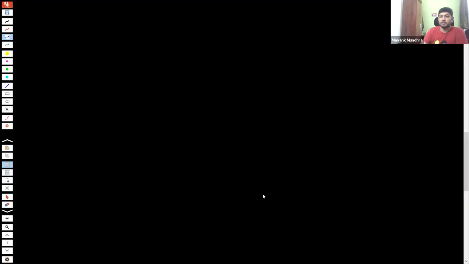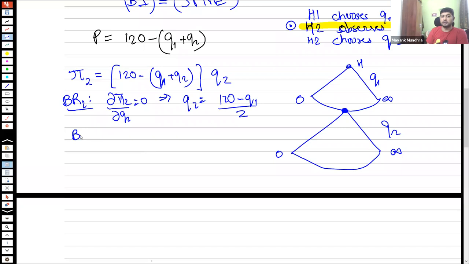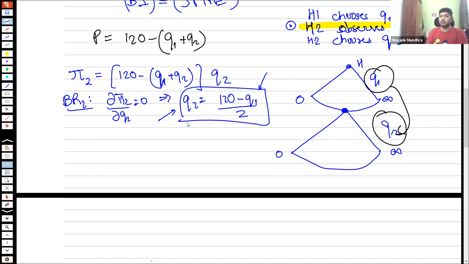Coming back, this is the best response of agent 2. Now, agent 2 knows that for whatever Q1 he picks, this is the amount of Q2 which is going to be played. So herder 1 knows that Q2 is going to be this one. So when I write the profit function of herder 1, which is 120 minus Q1 plus Q2, into Q1, I can just substitute this value of Q2 here.